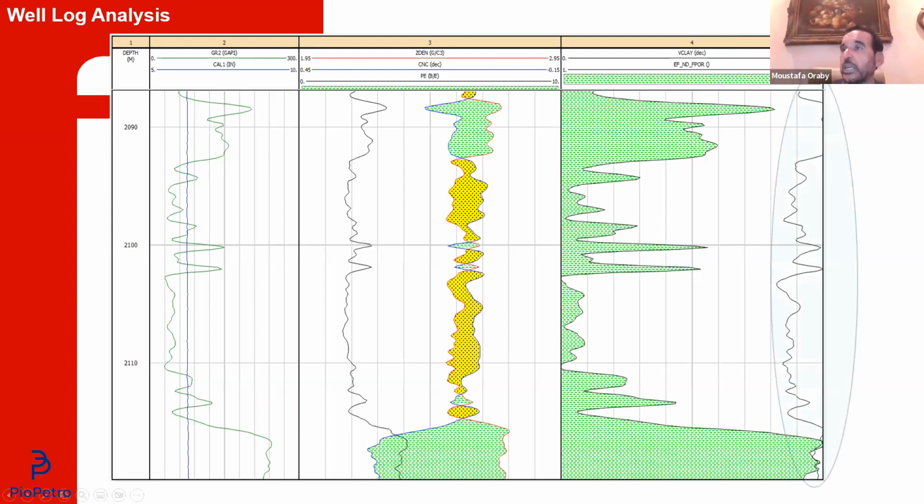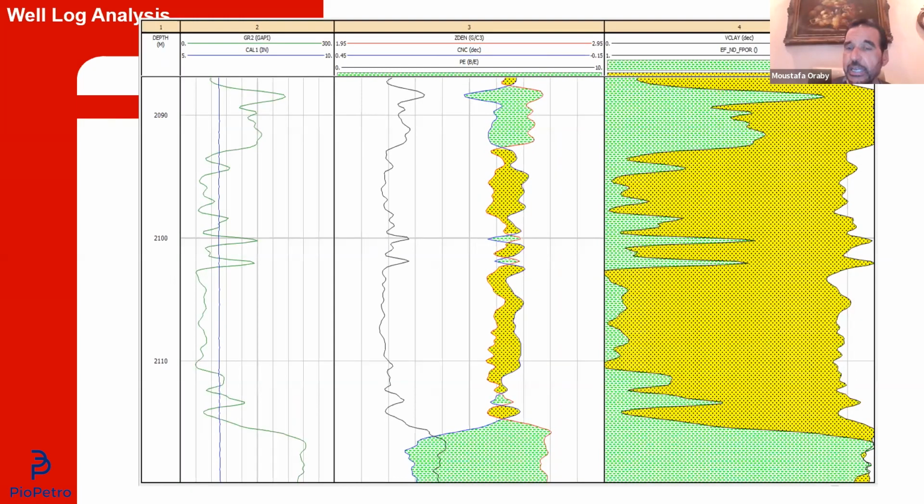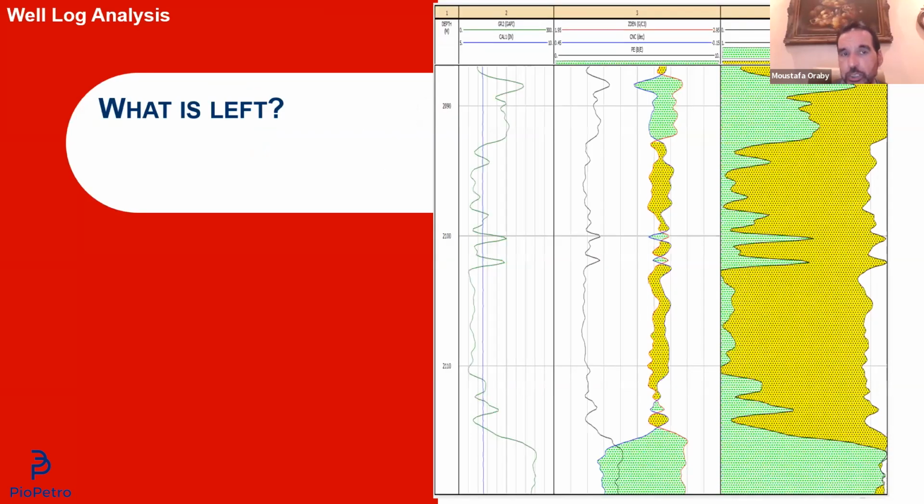So I actually came up with that very interesting picture of a very quick analysis. I did not calculate how much water or how much hydrocarbon yet. So that's the next step. What's left is how much water and how much hydrocarbon do I have in my pore space.